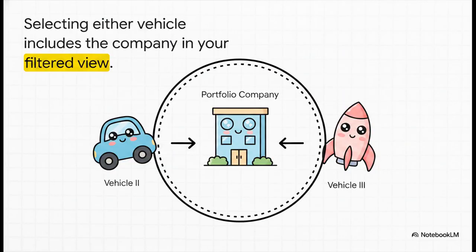There is also one very specific technical edge case regarding the filters that you definitely should be aware of. Sometimes a single company is backed by multiple vehicles from the exact same fund, say both Fund 2 and Fund 3 invested in it. Well, if you filter your view by selecting either one of those vehicles, that company will still show up in your filtered matrix. It's actually a smart default. It ensures you don't accidentally miss a major portfolio company just because it received follow-on capital from a newer vehicle.